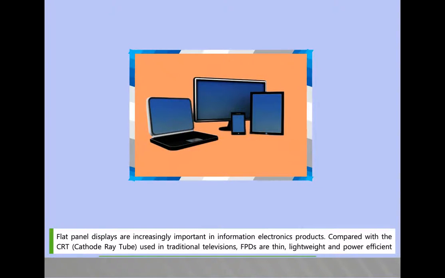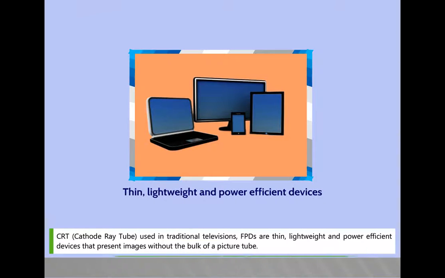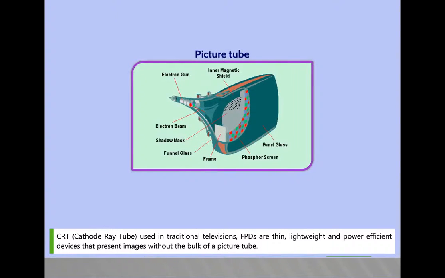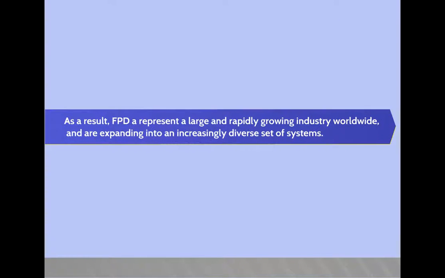Flat panel displays are increasingly important in information electronic products. Compared with the CRT, that is cathode ray tube, used in traditional televisions, FPDs are thin, lightweight, and power-efficient devices that present images without the bulk of a picture tube. As a result, FPDs represent a large and rapidly growing industry worldwide and are expanding into an increasingly diverse set of systems.